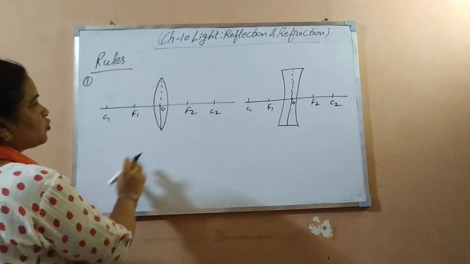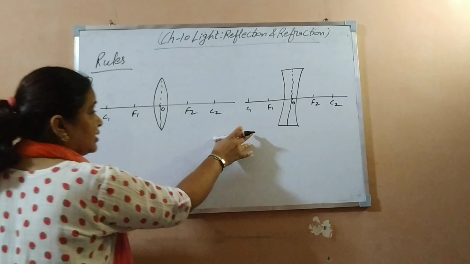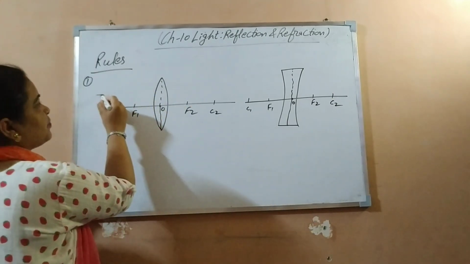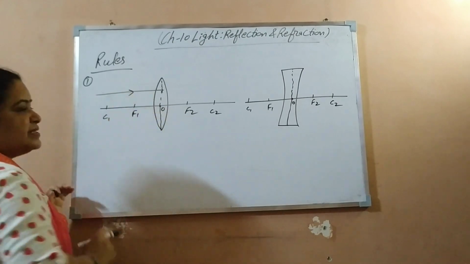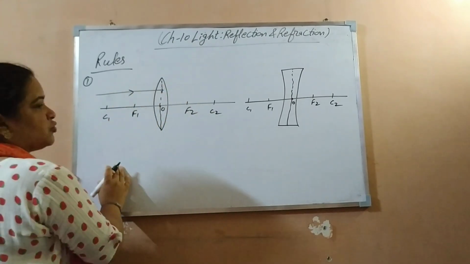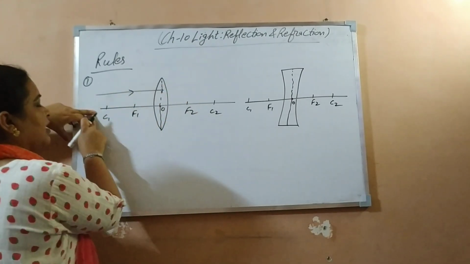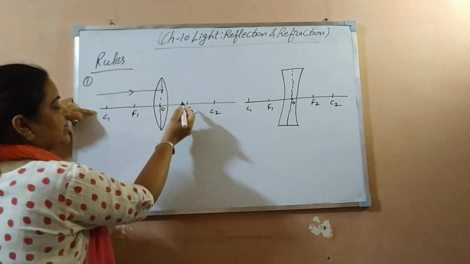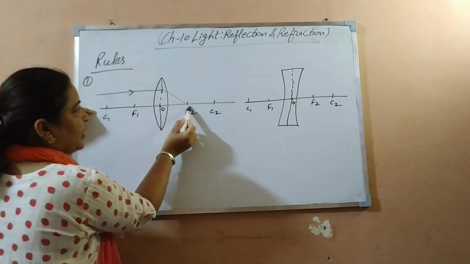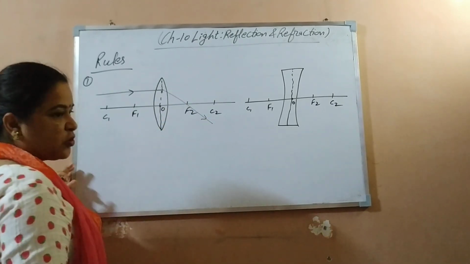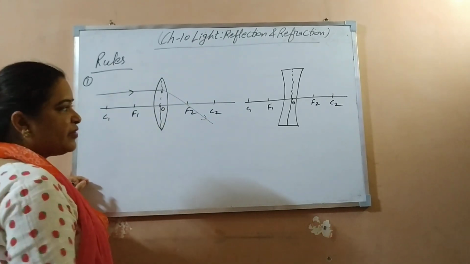What is the first rule for both the lenses? If a ray is parallel to the principal axis, we will bring it till here. This is the incident ray. If a ray is parallel to the principal axis, then after refraction from a convex lens, it would pass through the focus. This is the first rule for the convex lens.